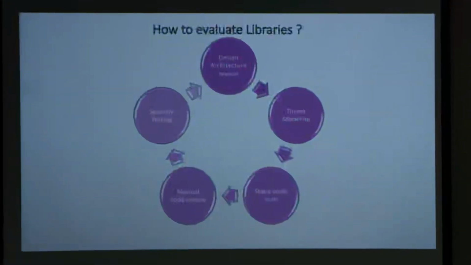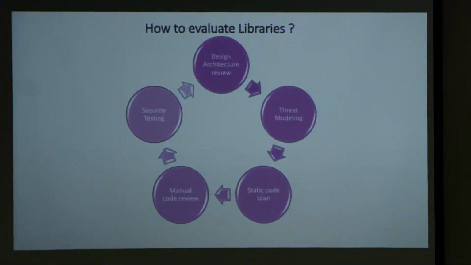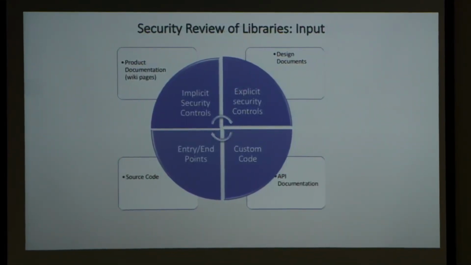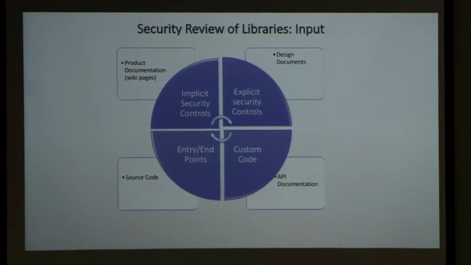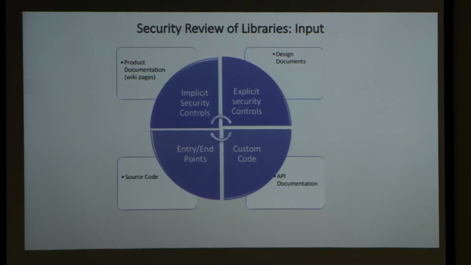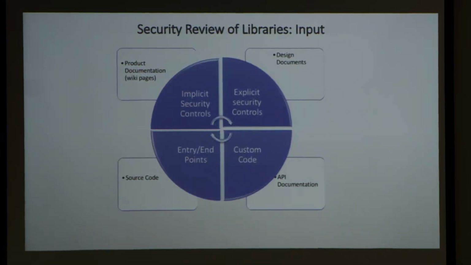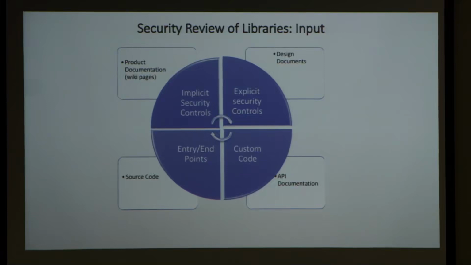But the good news is we can use the same state-of-the-art framework to evaluate libraries, but tweak it slightly differently. We don't have to do extensive steps. In the next slide, I'm going to tell you what we should consider as input to the library. So, security folks or developers who have a security focus can go through all the product documentation, wiki pages, design documentation, source code, API documentation, whatever documentation is available on the library, and then create a list of 4 things. One is implicit security controls. Second, explicit security controls. Third, entry and exit points. And fourth, find out what's the custom code written on top of the library. These are the 4 things we need to know.